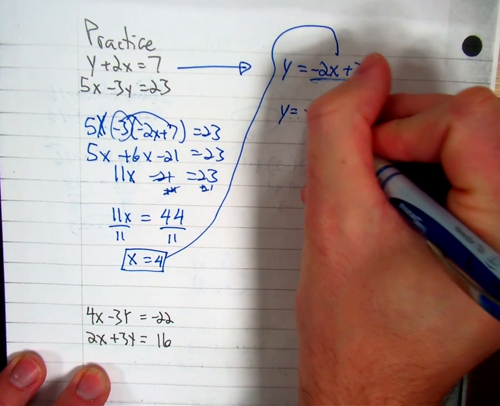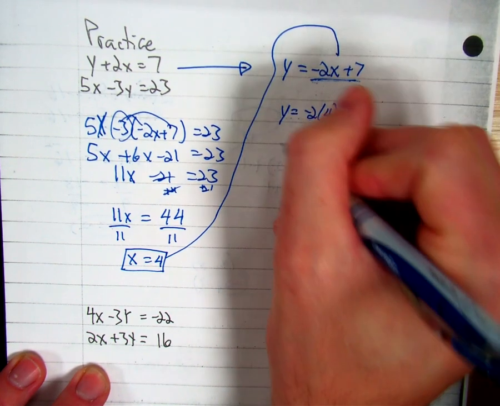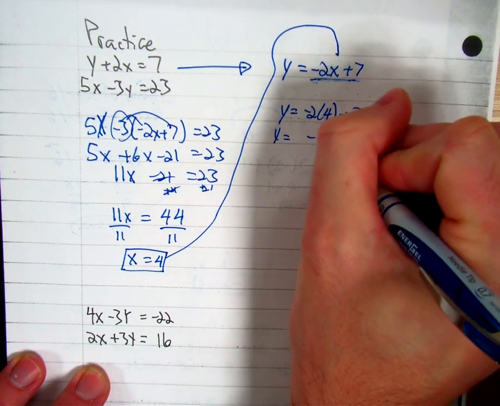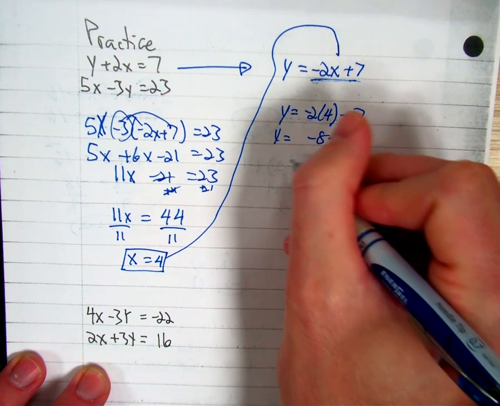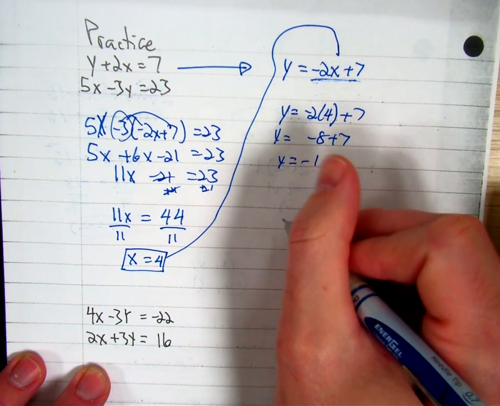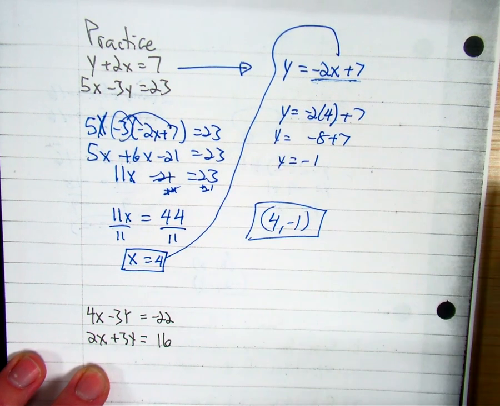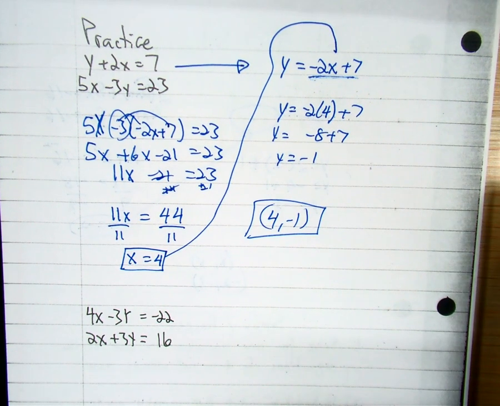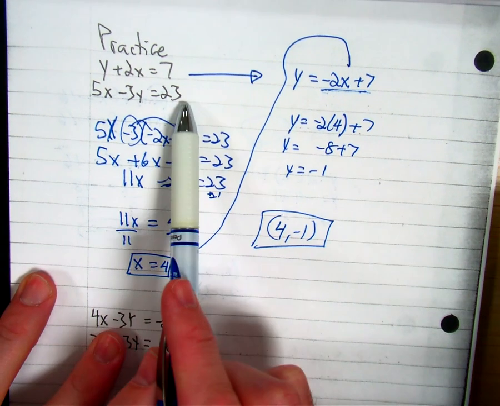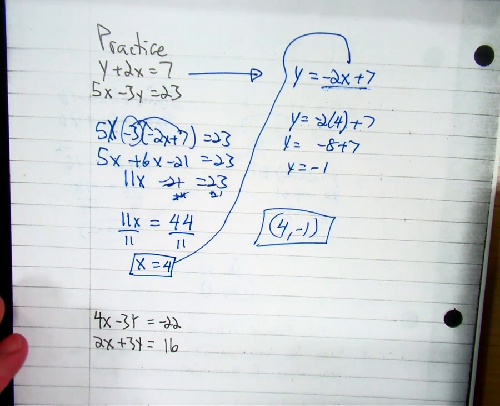Okay. Y equals negative 2 times, not x, now it's 4. I know x is 4, plus 7. Y is negative 1. So our answer is 4, negative 1. Okay? So that'd be kind of like a level 2 or like a level 1.5 type problem, right? It was basically the same as the front one, but we just had to move this 2x over.